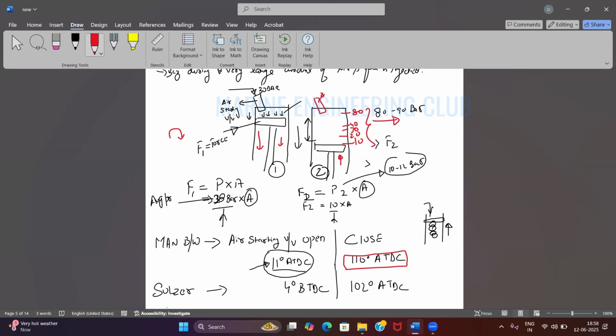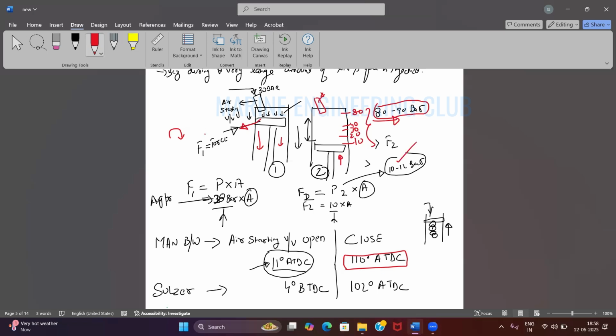Yes sir. The average value will obviously come very less than what I am getting at the TDC. Yes sir, the average value is around 10 to 12 bar. But here I don't have to take the average value, isn't it? It is directly acting on top of my piston. Agreed?